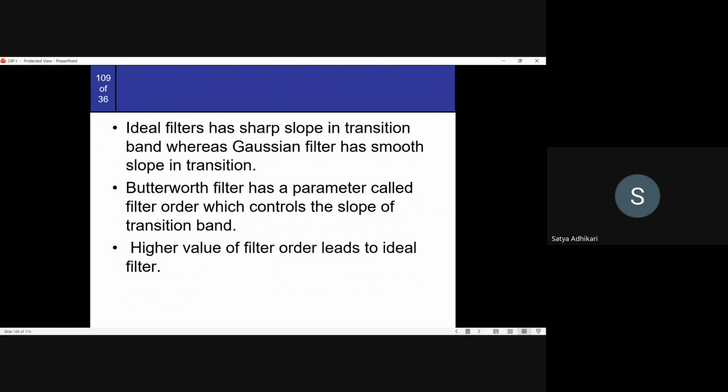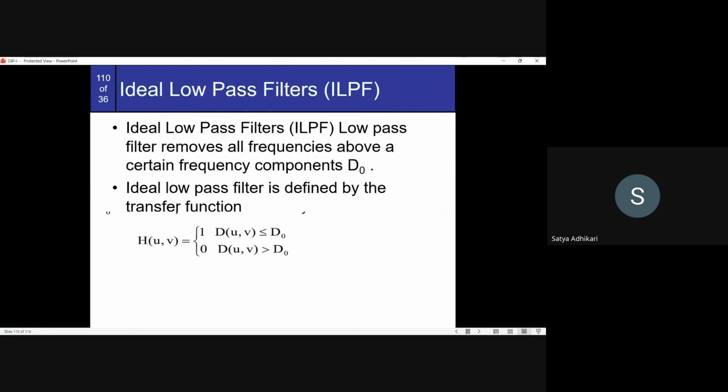Ideal filter has a sharp slope in the transition band, whereas Gaussian filter has a smooth slope in the transition. Butterworth filter has a parameter called filter order, which controls the slope of the transition band. So a higher value of filter order leads to an ideal filter. This is the function of different filters: ideal, Butterworth, and Gaussian filters.